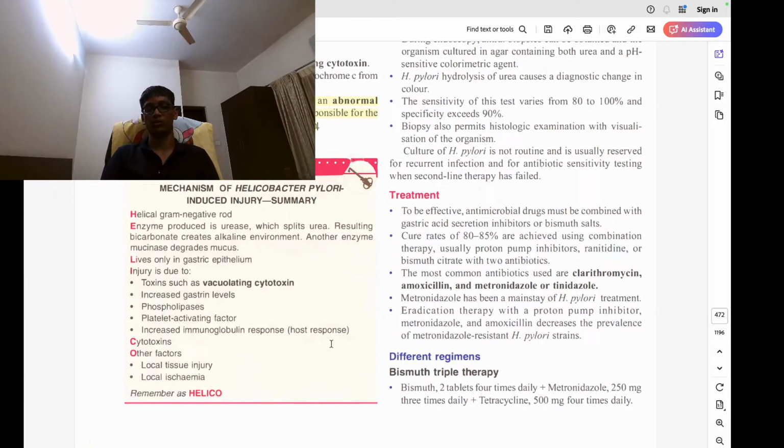Increased immunoglobulin response. Host response is seen. Then cytotoxins will be there. Other factors, including local tissue injury and local ischemia, will also be there. You can remember it as helico.